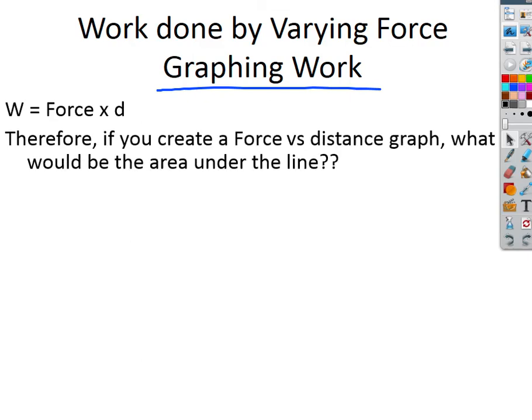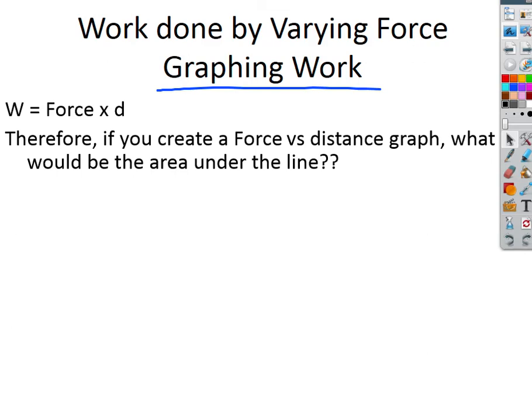It sounds really complicated. In the end, it all comes down to graphing. We're going to have to do a graph. All right, so let's jump right into it. We already know that work is force times distance. So if I want to create a force times distance graph, what would be the area under the line?